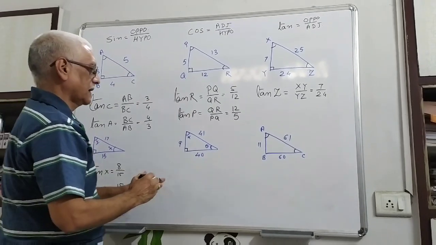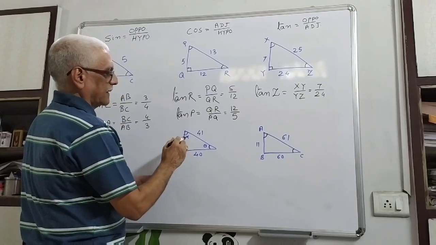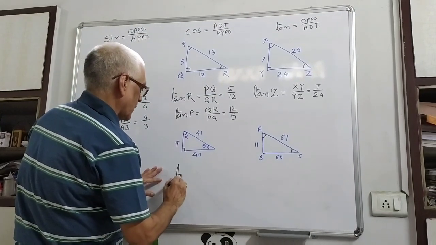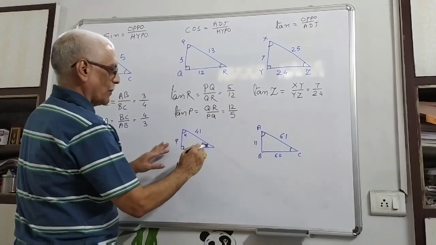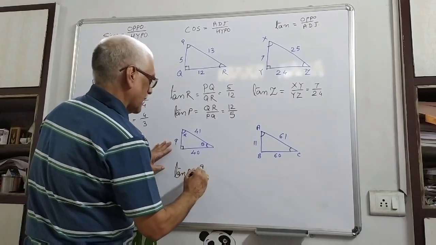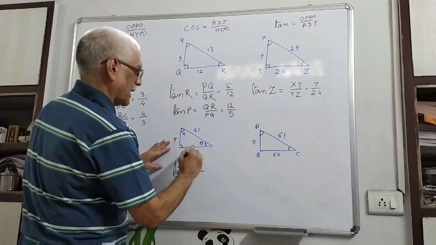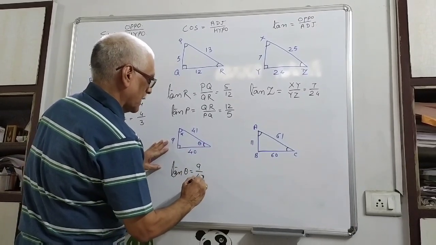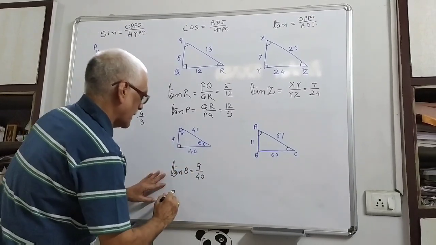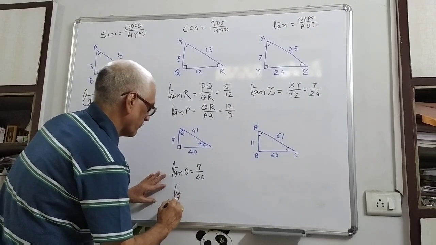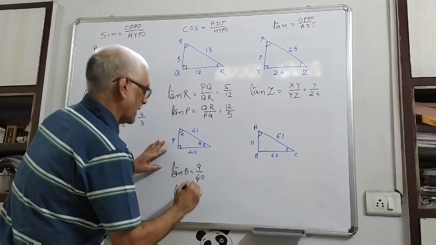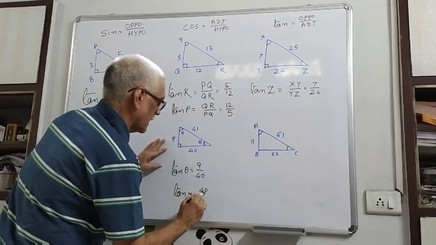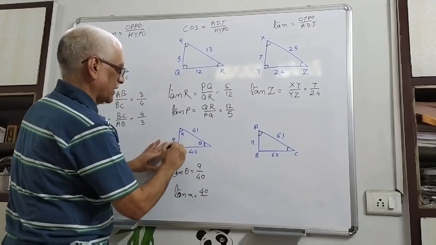In this figure, we have taken the Greek letters alpha and theta. So if we want tan of theta, then the length of the side opposite to theta is 9, and the length of the side adjacent to theta is 40. If you want tan alpha, then the length of the side opposite to alpha is 40, and the length of the side adjacent to alpha is 9.